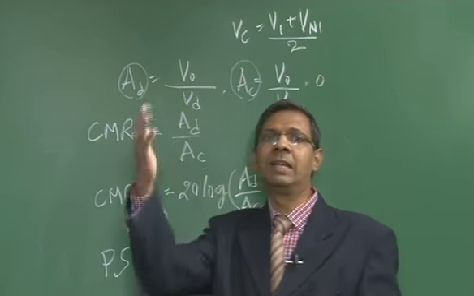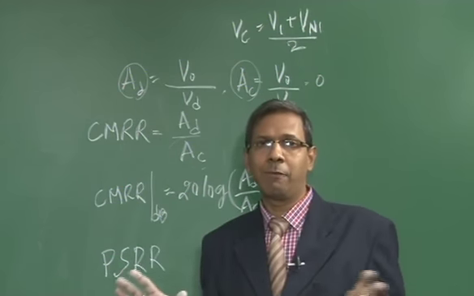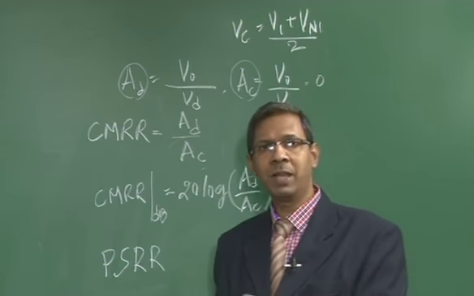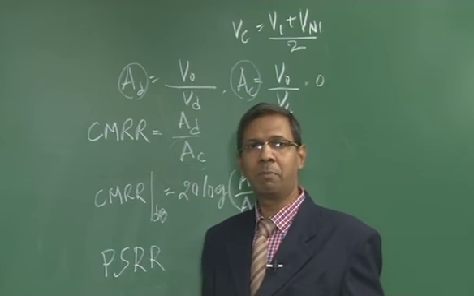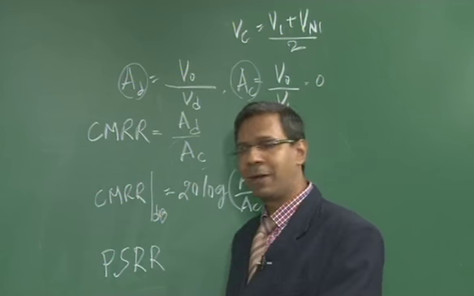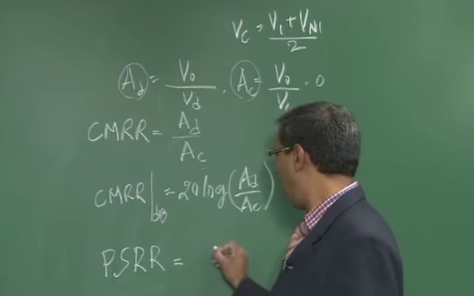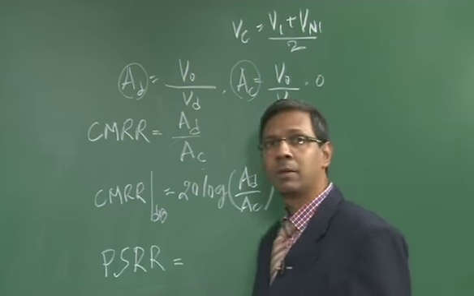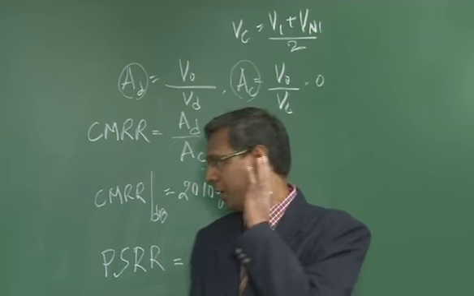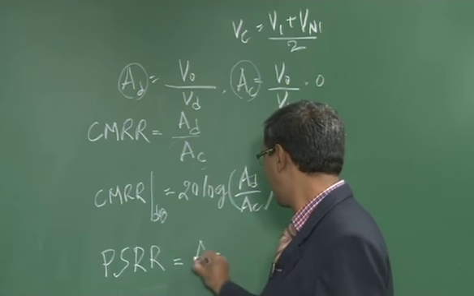okay, your VDD, VSS and so on, if there is a variation in the power supply, does it affect my output? Ideally speaking, it should not. It should be totally independent of the power supply variations, of course to an extent. So a parameter which defines this is the extent to which the output voltage changes because of change in supply voltage. So let us say the change in supply voltage would be delta V plus.